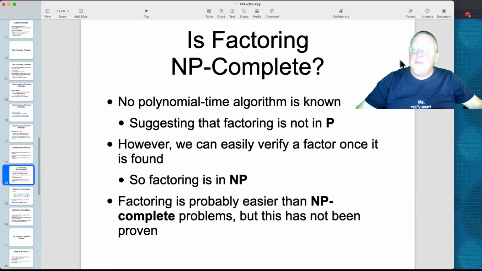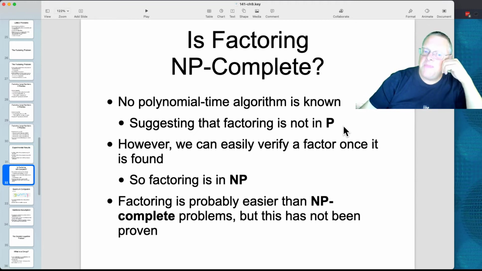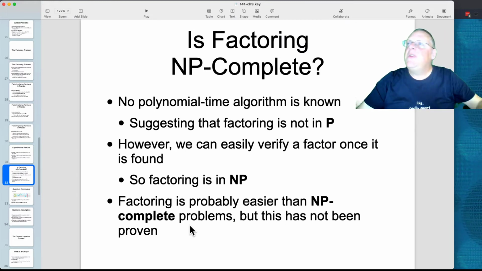All right, so is factoring NP-complete? No polynomial time algorithm is known, so that means it's not in P, it's in NP. However, you can verify a factor once it's found, so it's in NP, but as that diagram showed, people believe it is easier than NP-complete problems. And you would think they could at least answer that.